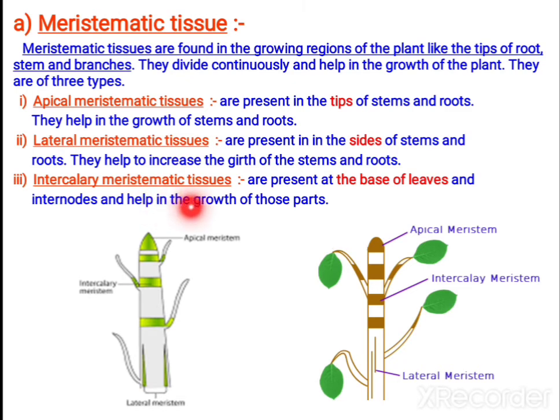Then next is intercalary meristem. It is present at the base of the leaves and also in the internodes, and it is helpful in the growth of these parts. Mainly for this portion, it is useful for growth. Like that it can be asked in three-mark questions, children. You have to remember the three meristematic tissues, that is apical meristem, lateral meristem and intercalary meristem. And you can practice the diagram also. Either you can practice this one or the diagram given in your book in your notebook. These three types of meristematic tissues are very important for three-mark questions.